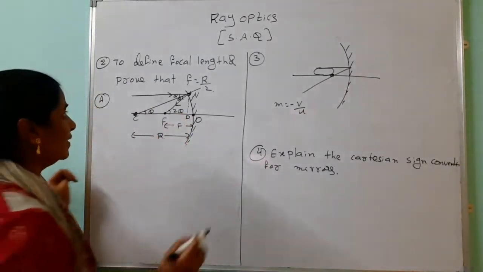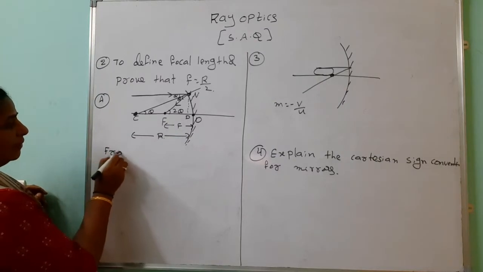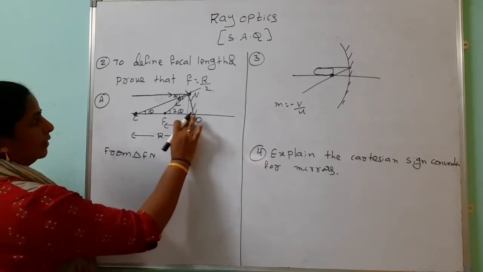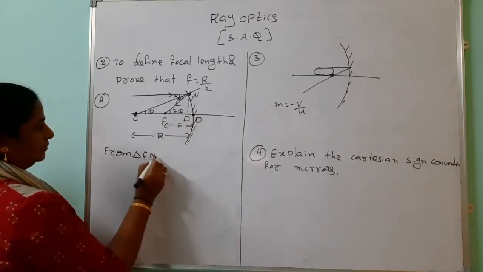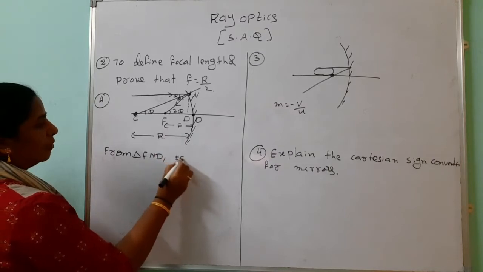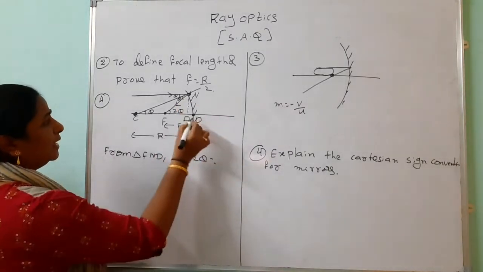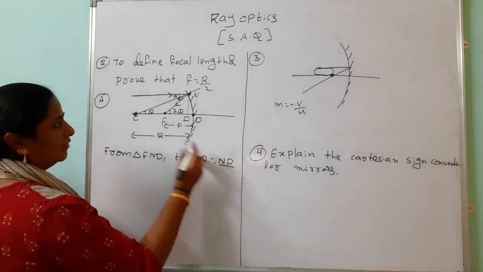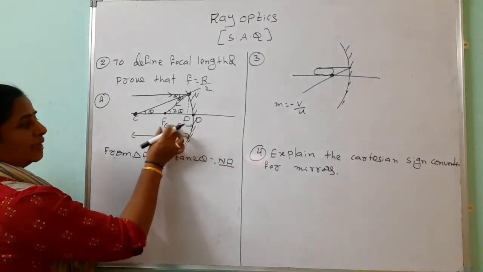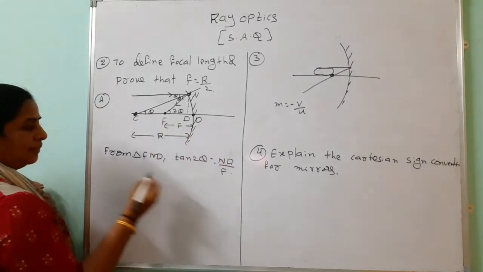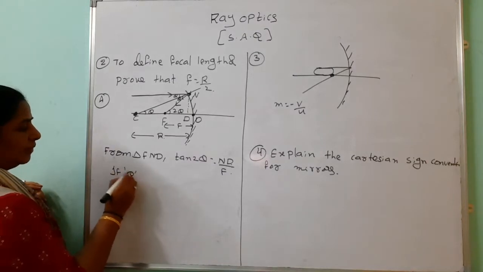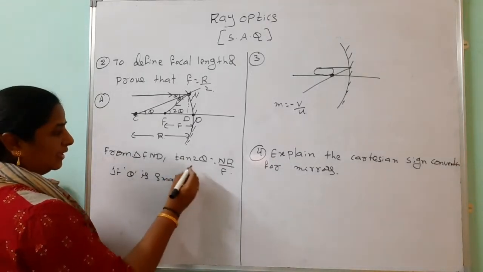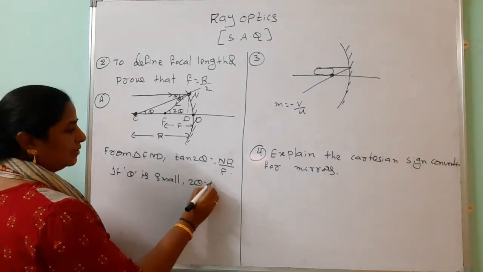See, look at the diagram. We are taking the triangle F and D. Tan 2 theta is how much? Opposite by adjacent. Opposite is ND and adjacent is FD. Instead of FD, these are approximately the same, so we are taking the focal length. If theta is small, instead of tan 2 theta we can write 2 theta. 2 theta equals ND by f.